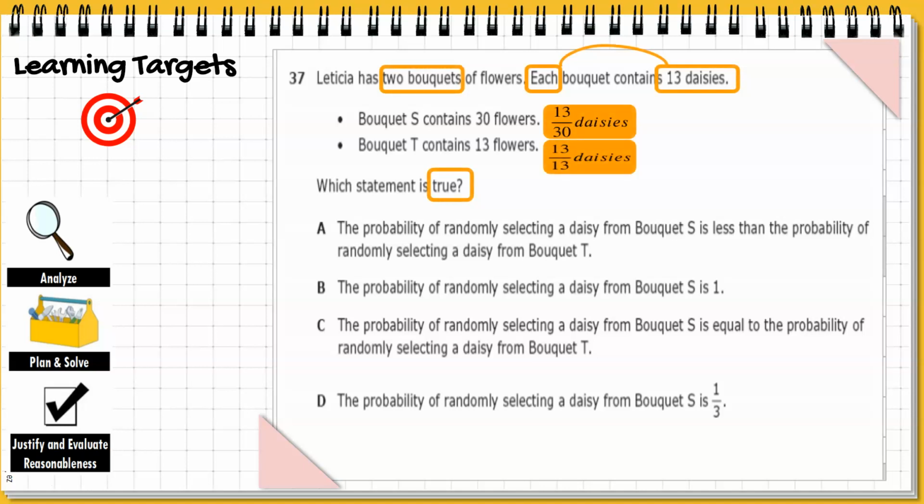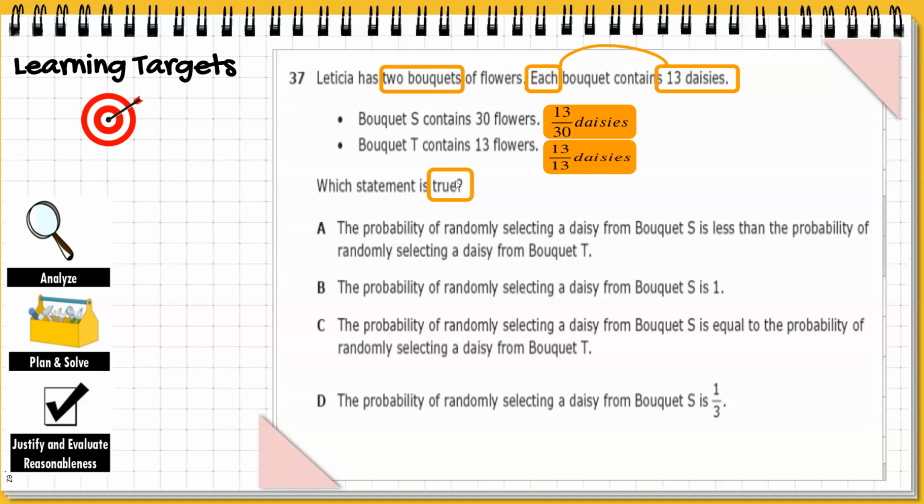Here's what I did to analyze this problem. I knew 2 bouquets. Each had 13 daisies. So when I broke up my bouquet S and bouquet T, I put right here that it's 13 of 30 daisies. I'm using the information from the problem stem with the information in the bulleted list. Same thing here, 13 out of 13 daisies, because there are 13 flowers and 13 of them are daisies because it tells me in my problem stem. Then for my statement, it's telling me I am looking for something that is true.